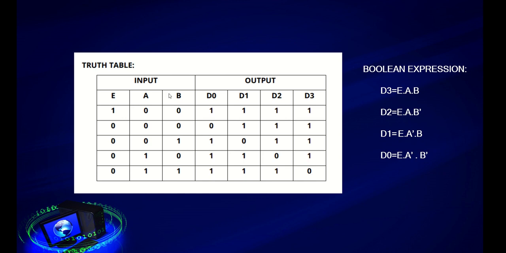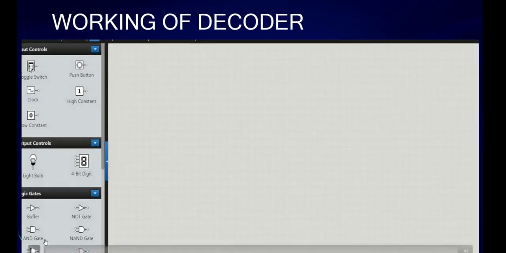The truth table is given here. Inputs: this is the enable pin, this is A and B. The outputs are given here: D0, D1, D2 and D3. The Boolean expression is given here. Let's see the working of the decoder.